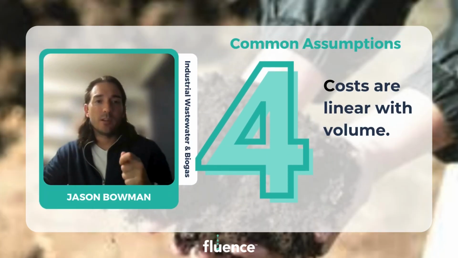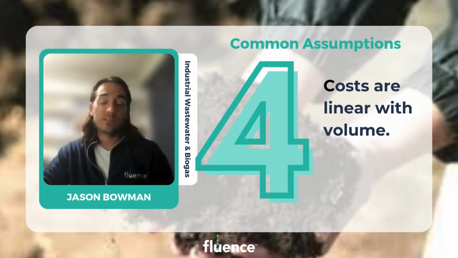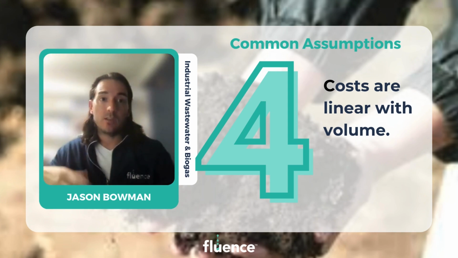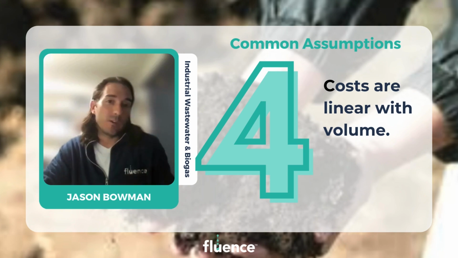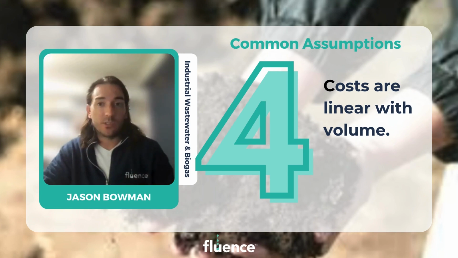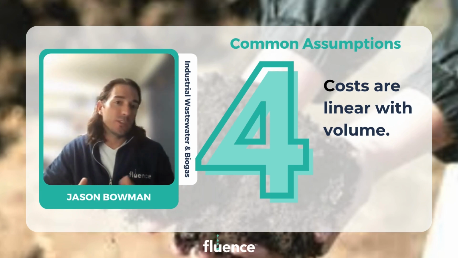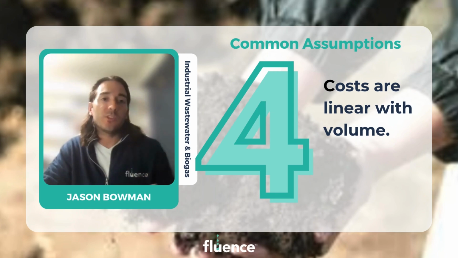All right, common industry assumption number 4. Costs are linear with volume. And when I say volume, I'm talking about volume of digestate here. So the short answer is, to some degree, costs are linear. But really small facilities and really large facilities can really skew the economic curve. Most facilities in between, so your average facility, will have a relatively linear cost to volume ratio.